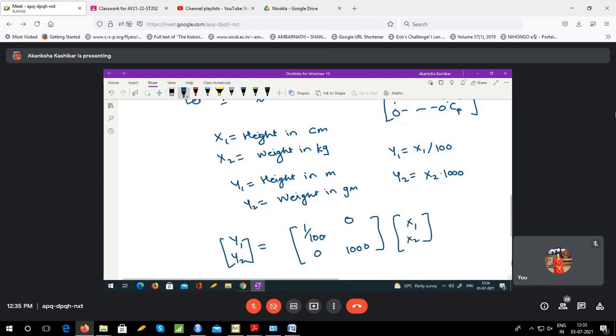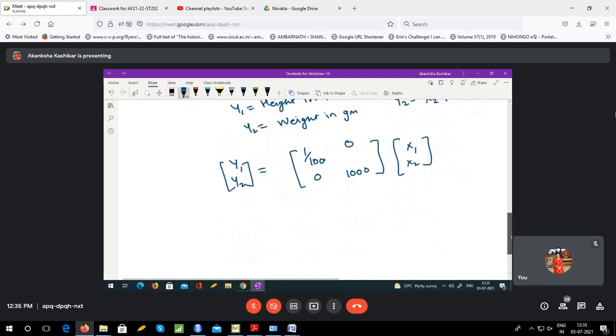We have to check. Because if that is the case, then yes, change of unit is taken care of by whatever we are going to do now. So this will be 1 by 100 into x1 plus 0 x2, and then 0 x1 plus 1000 x2, which is exactly what we want. We want y1 to be 1 by 100 x1 and y2 to be 1000 x2.